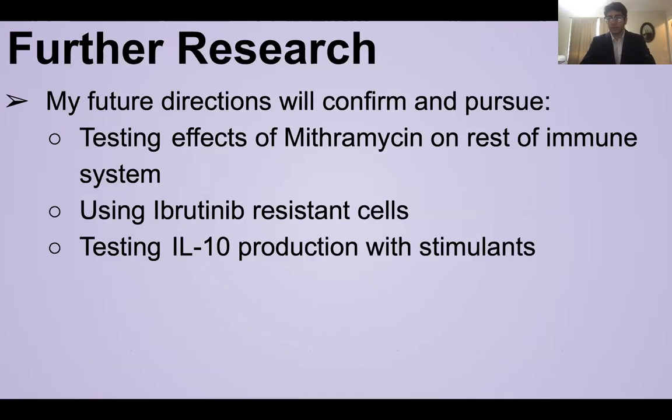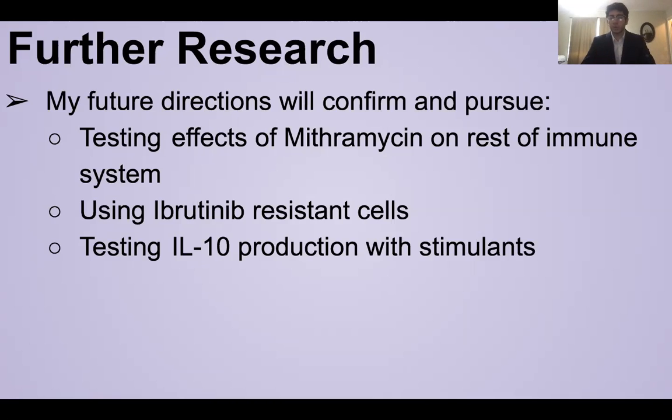So for further research, one of the next steps for my project is to see what effect mithramycin has on the rest of the immune system, because as I mentioned before, chronic lymphocytic leukemia mainly deals with cancerous B cells in the immune system. However, there are obviously many other factors in the immune system that contribute to its productivity overall. For example, T cells. So seeing what effect mithramycin would have on T cells would give me a better indication of whether there are any negative side effects of mithramycin on the immune system.